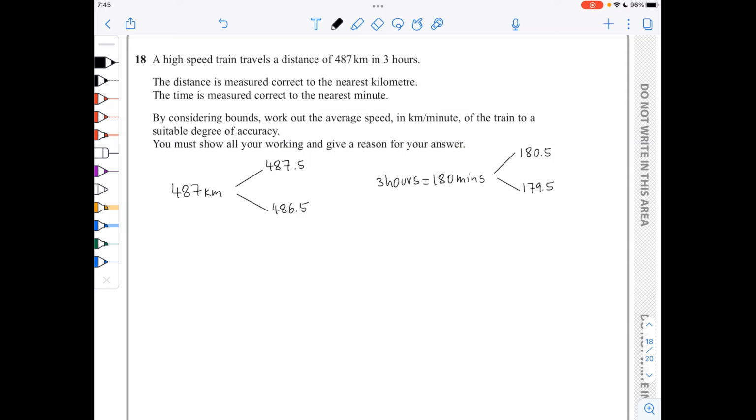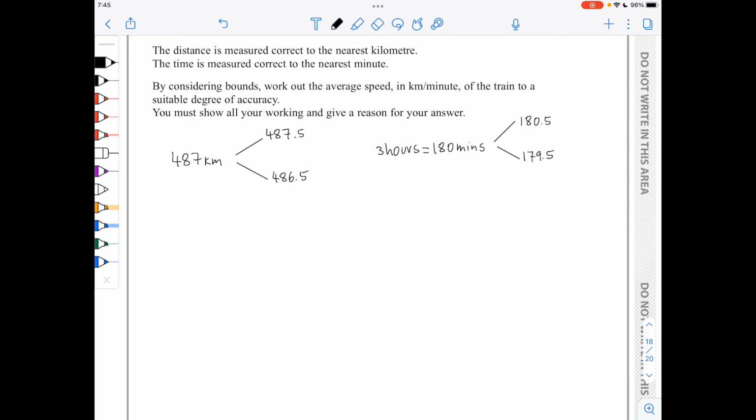By considering bounds, we need to work out the average speed in kilometers per minute to a suitable degree of accuracy. Now we know that speed is distance over time. So for the upper bound, I will be considering the maximum distance in the minimum time. So it's going to be 487.5 over 179.5, which gives an answer of 2.7159 kilometers per minute.